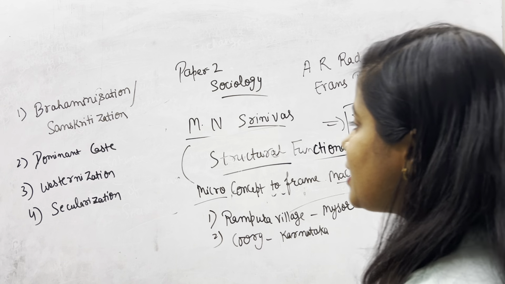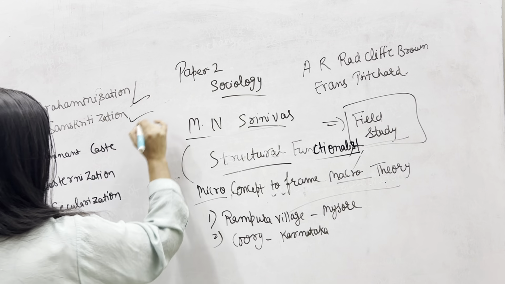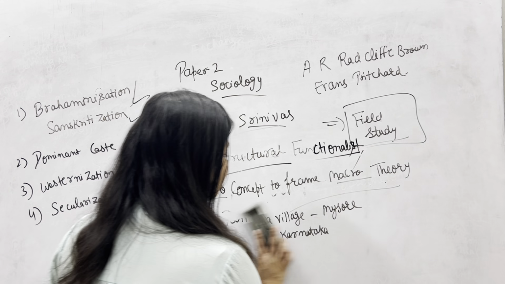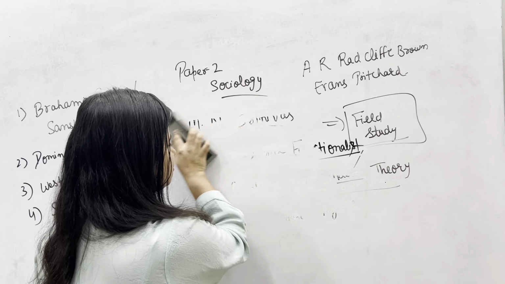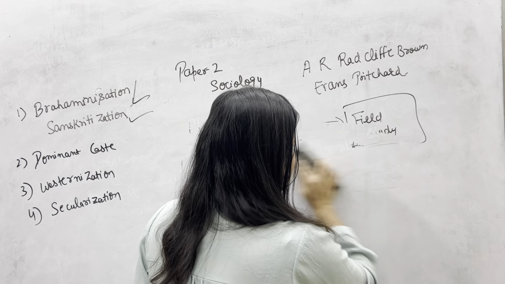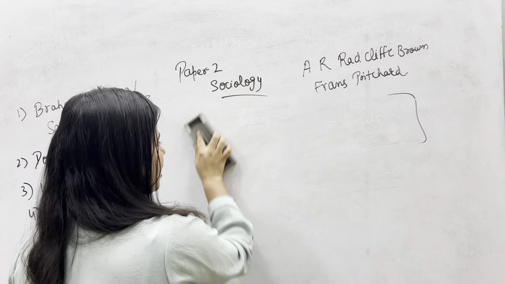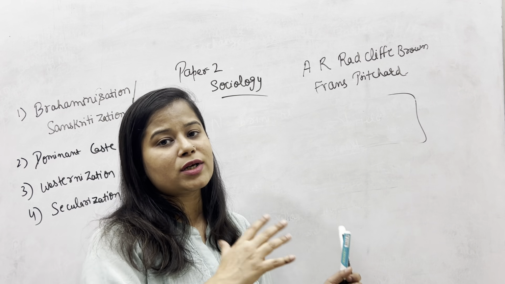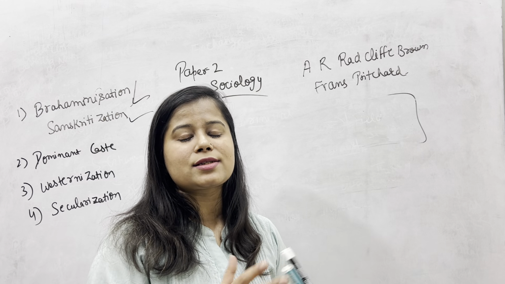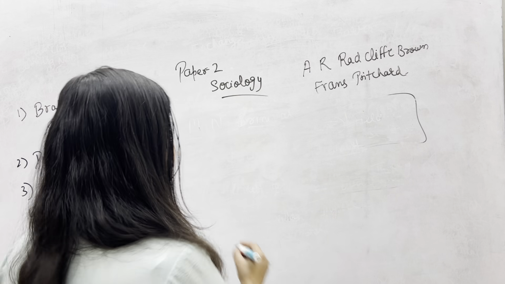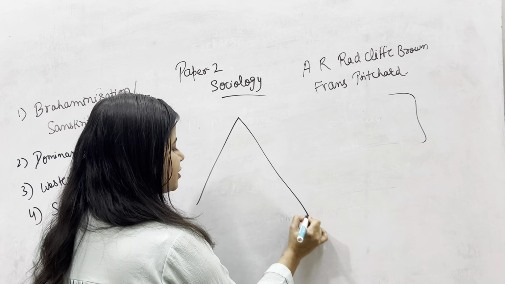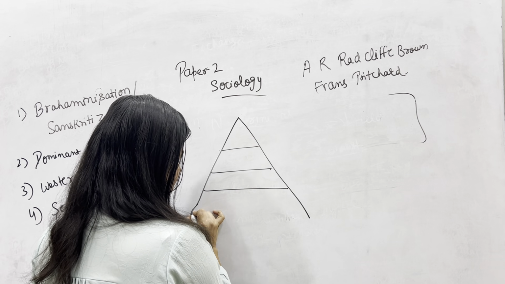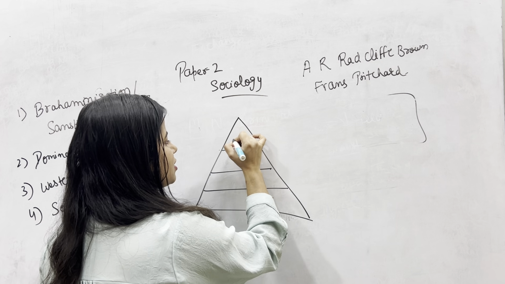So firstly, let's talk about the concept of Brahmanization and Sanskritization. For this, we need to understand the caste hierarchy that is prevalent in the Indian society. Later on, we will discuss the Varna model and the caste model, what the Varna model that exists earlier is, what the caste model is, and what the difference between these two models is, right? But for now, just understand that the Indian society is divided just like this.